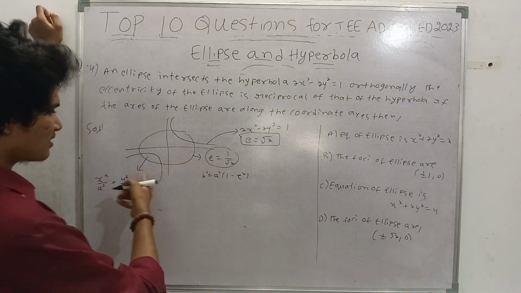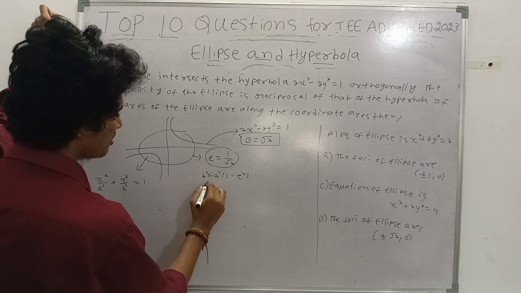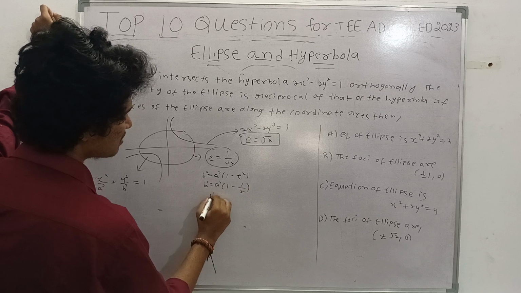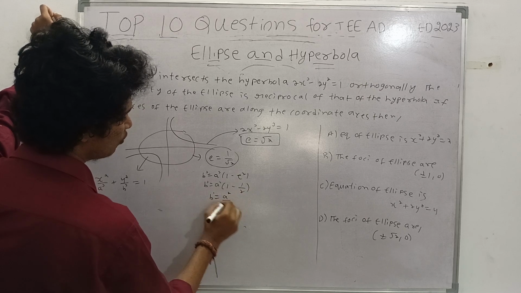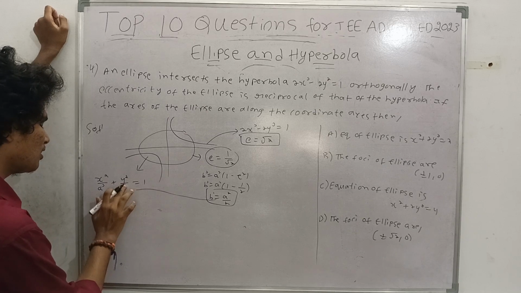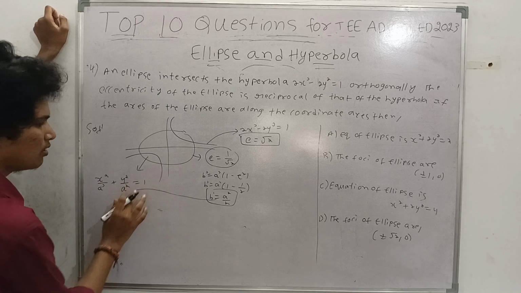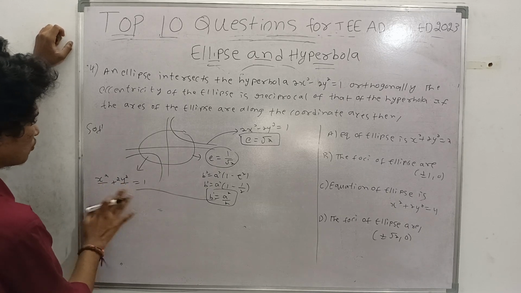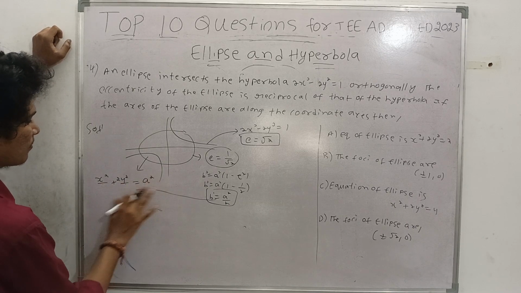From this, I am interlinking these two. b square equal to a square into 1 minus e square, what is e here? e is 1 by root 2, so e square will be 1 by 2. b square equal to a square by 2. So b square equal to a square by 2. I can substitute b square equal to a square by 2 here. What will I get? Here it will be a square, here it will be 2, and I can cancel these two things. I can write here a square.